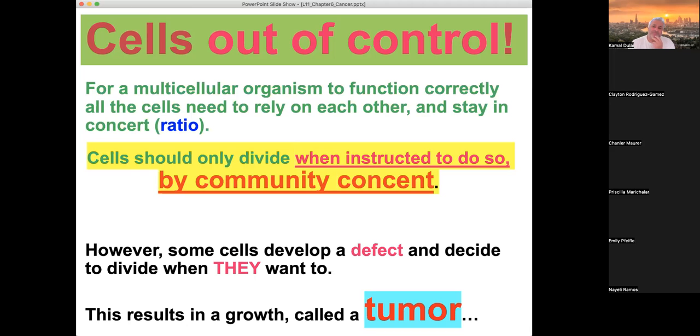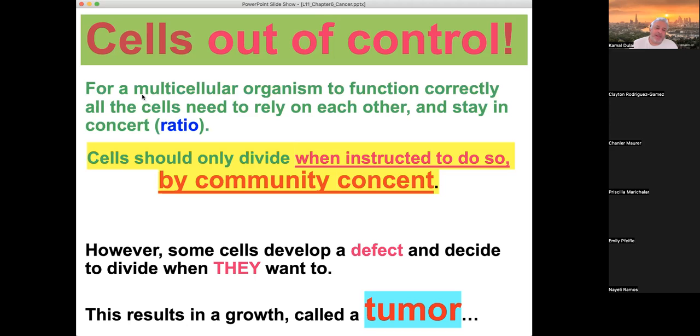So in a nutshell, if you've been listening to me for the last 45 minutes, what I've been telling you is that cancer is a disease where cells are out of control. They're growing out of control. That's what it is, okay?